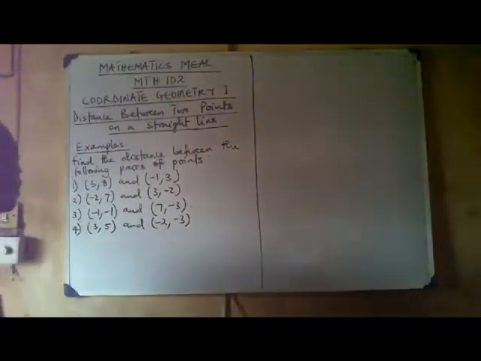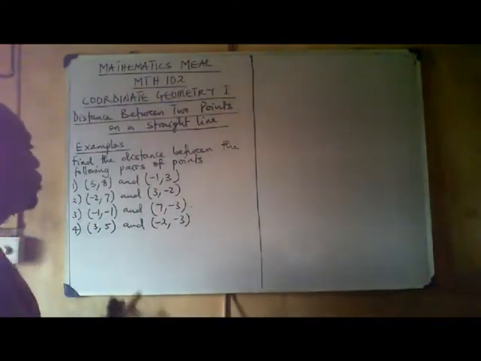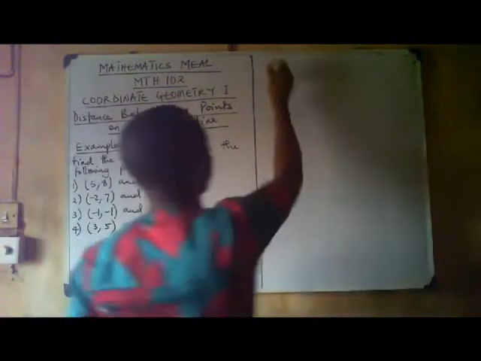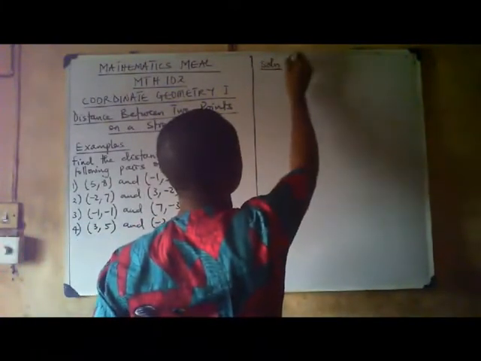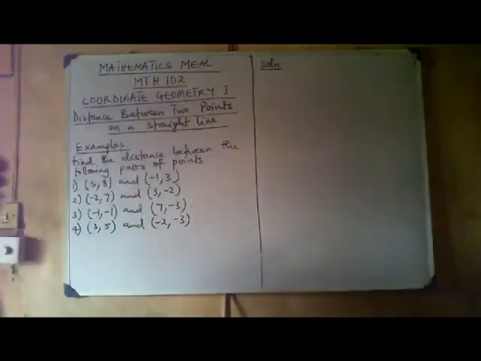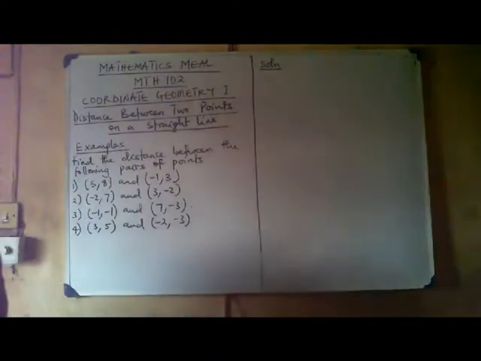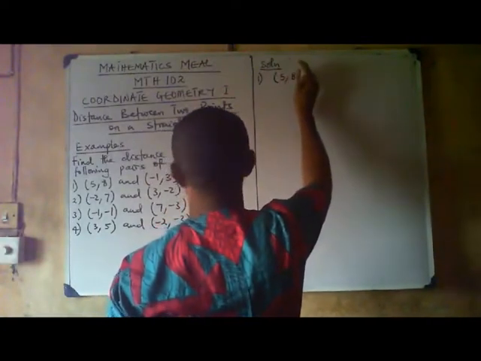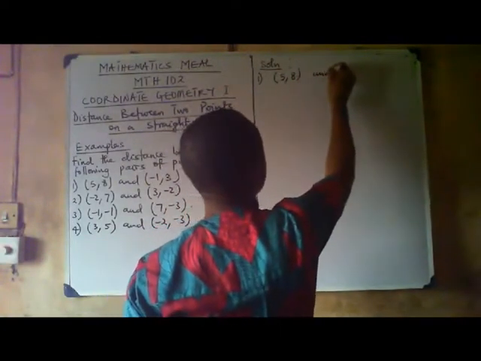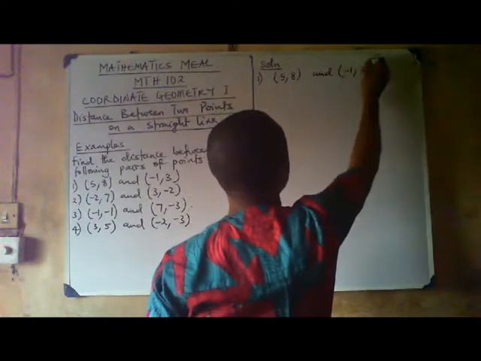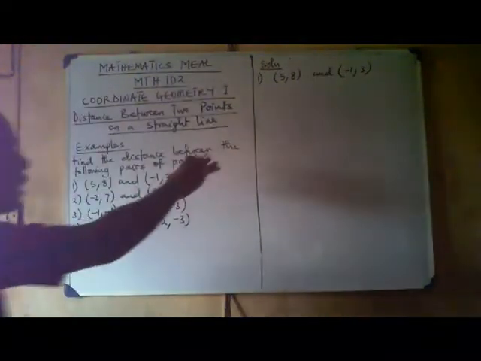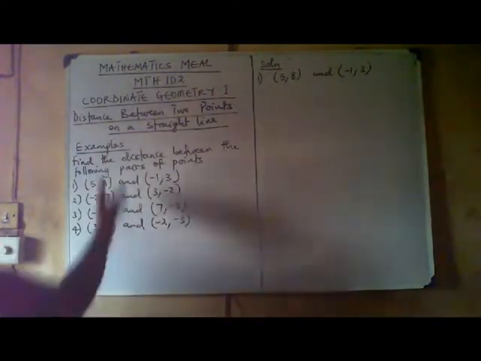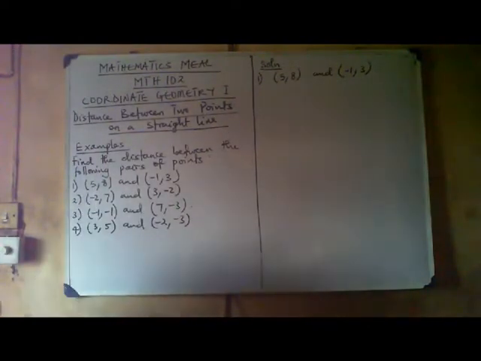Now let's look at other examples as far as distance between 2 points on a straight line is concerned. We have 4 questions that we want to solve. Let's look at the first one. The first one, we have (5, 8) and (-1, 3). We are asked to find the distance between the following pairs of points.